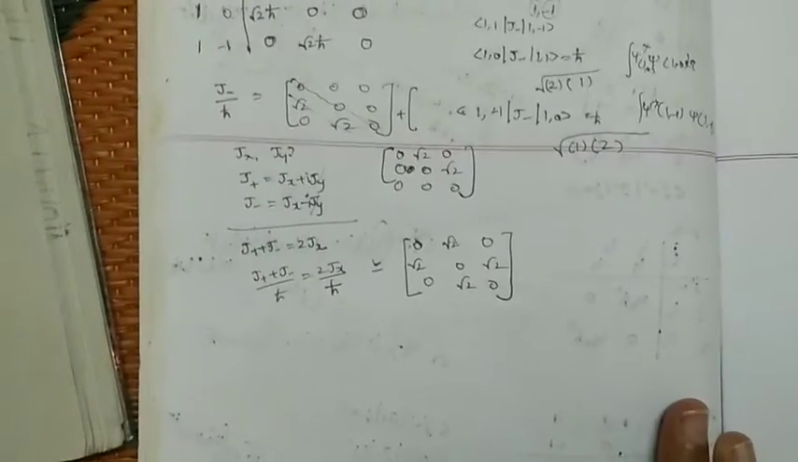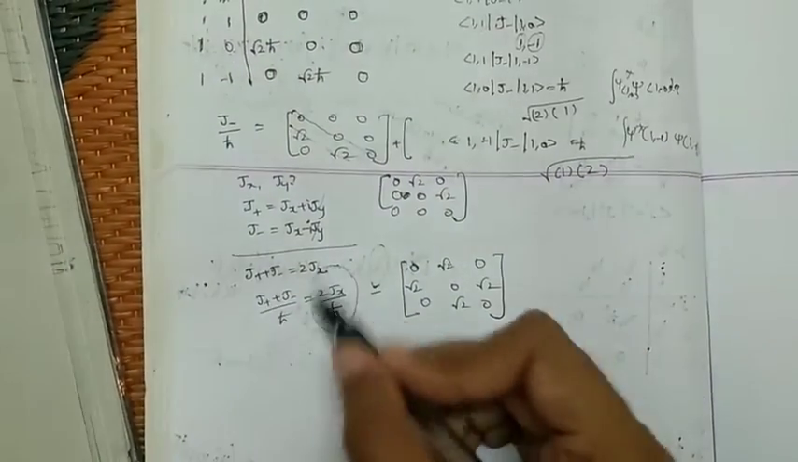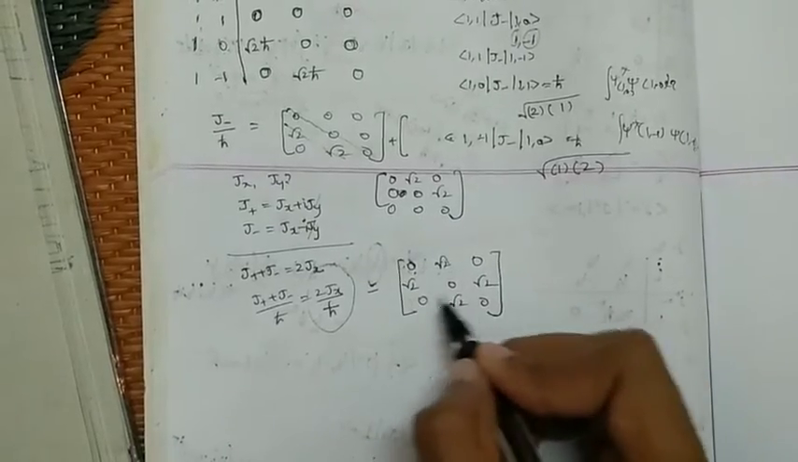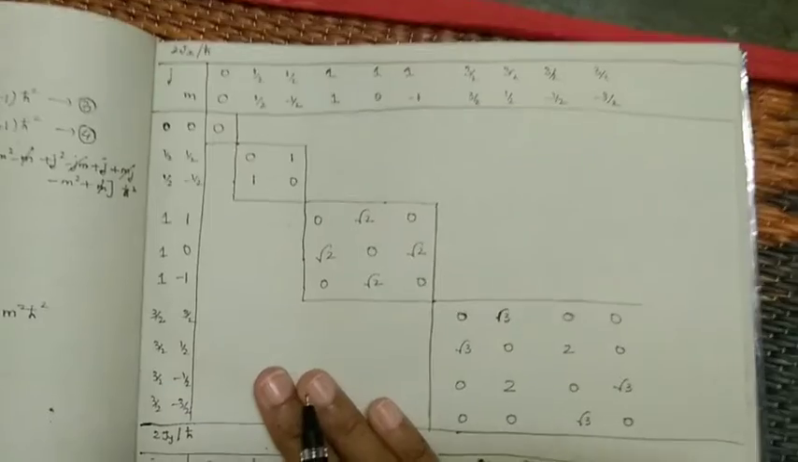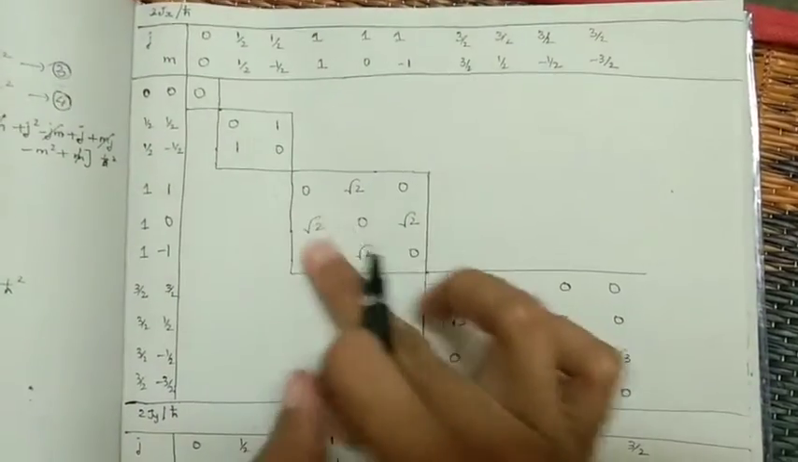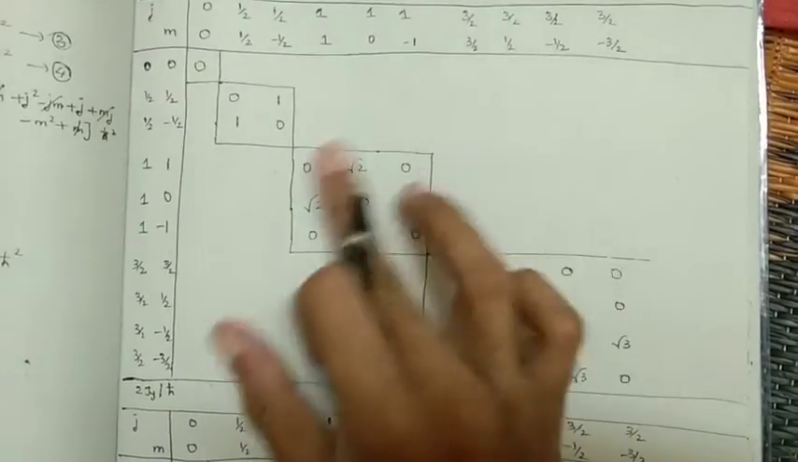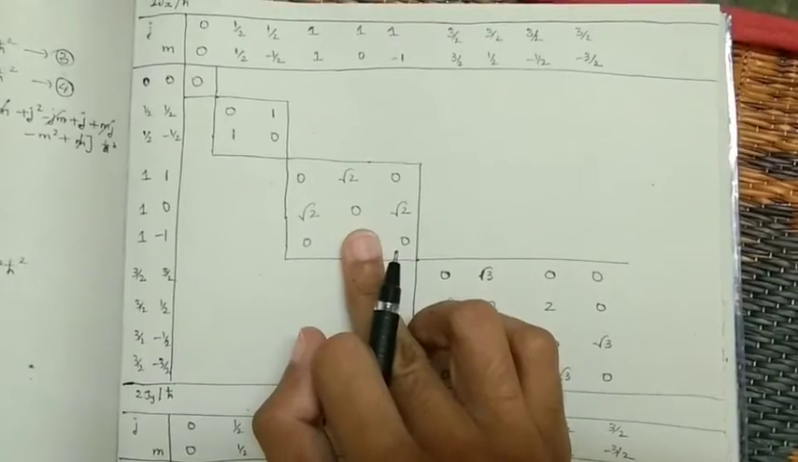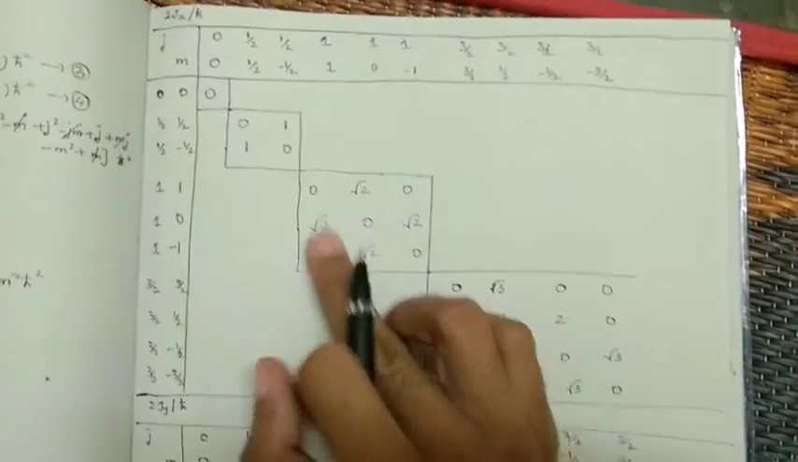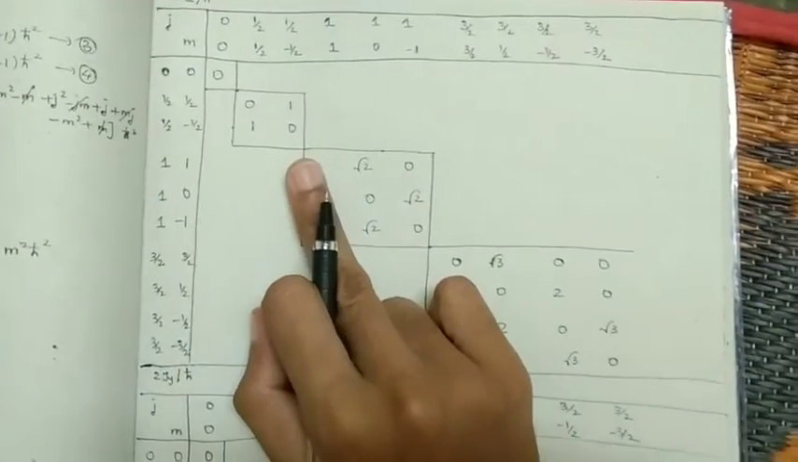So this is the 2Jx by h cut matrix. Sorry, this is 2Jx by h cut: 0 root 2 0, root 2 0 root 2, 0 root 2 0. Hence here, for J value equal to 1, we have the 2Jx by h cut matrix as we have derived. This is the matrix we have derived by adding J plus and J minus. So this is nothing but 2Jx by h cut matrices for different values of J.